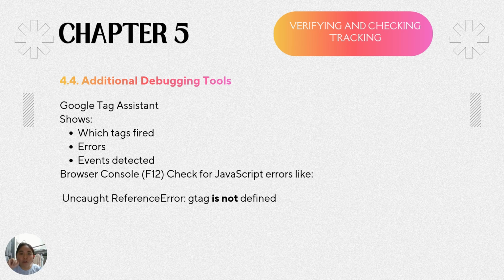There is also an additional debug tool I show on the screen, Google Tag Assistant, which shows which tag fired, errors, and events detected.